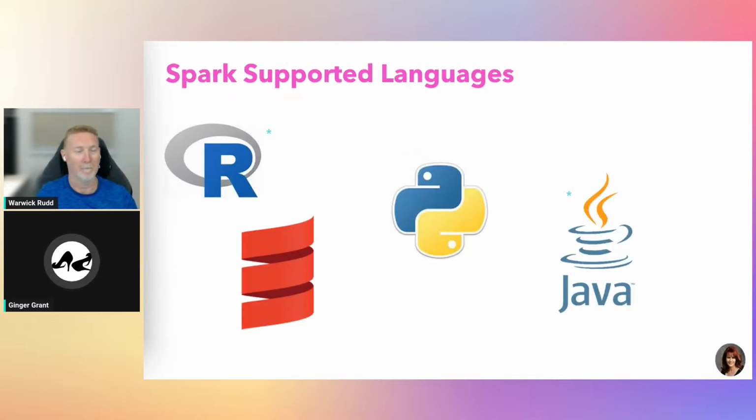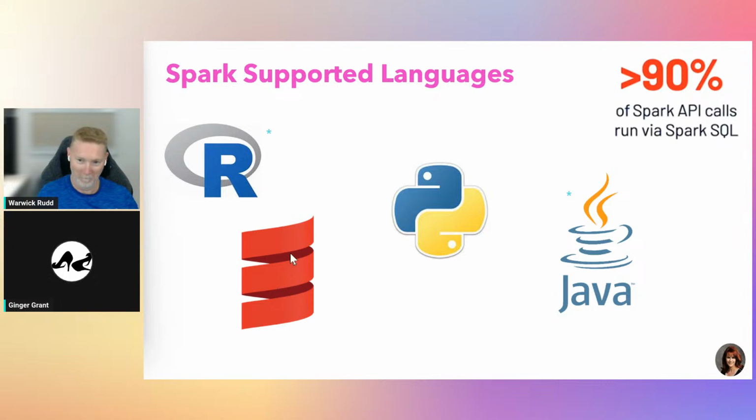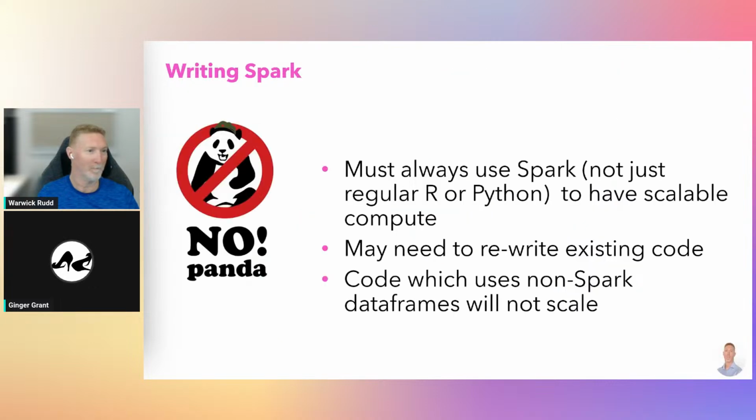So, talking about Spark supported languages here, Warwick, I noticed there's a couple of questions in chat about the different languages, so I want to talk about those questions as part of this slide. Spark supports R, Scala, which is what that red scrolly thing is, and Python as well as Java. Now, Spark API calls, I went to a presentation some years back and they mentioned that like 90% of them are run in Spark SQL. As far as how the languages work, all the languages are designed to work optimally with the Spark cluster.